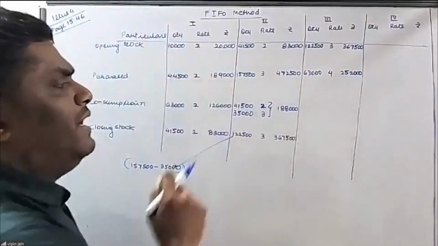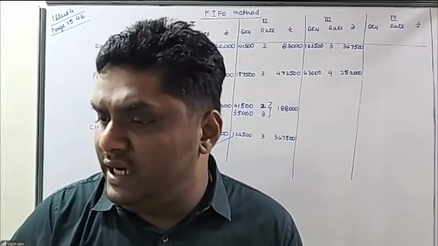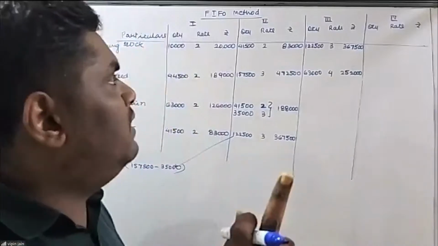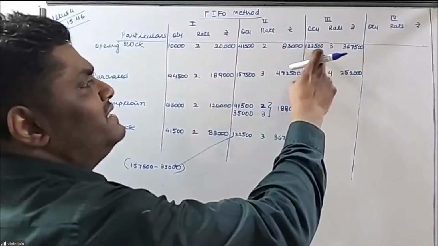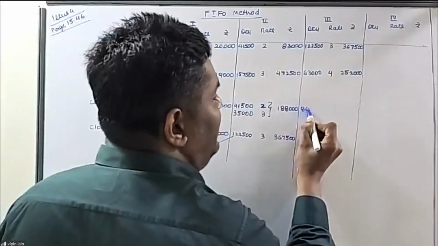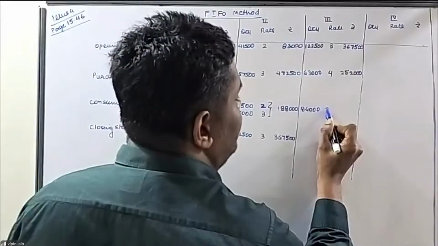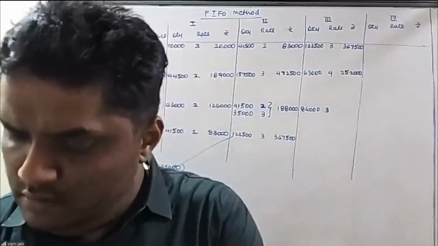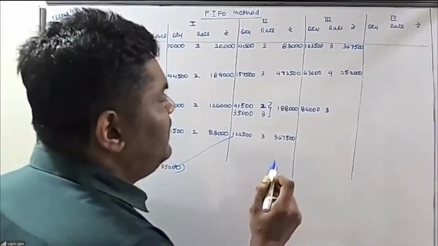Now, when talking about the consumption part, the raw material requirement in the third quarter is 84,000. So 84,000 we can sufficiently absorb from the opening stock only, that is at the rate 3. So 84,000 into 3 is 2,52,000.